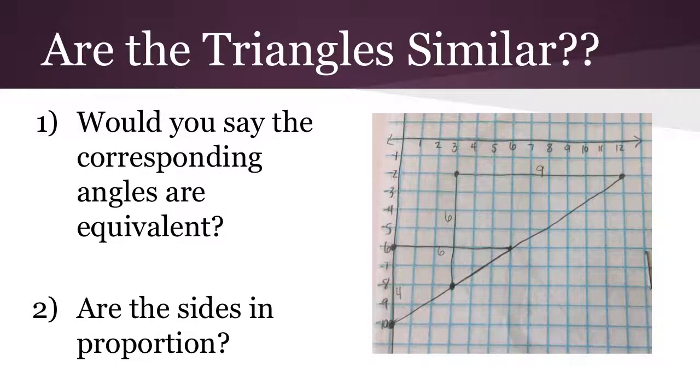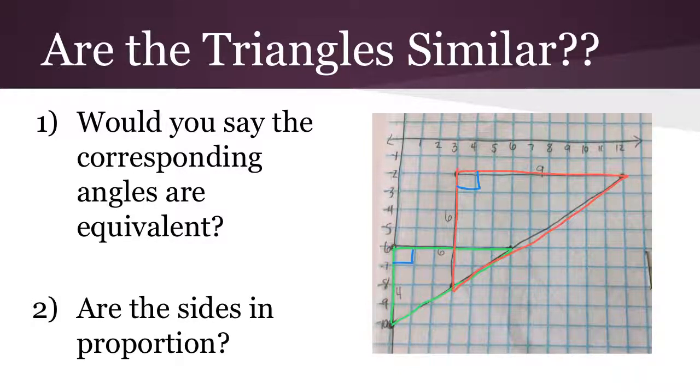Okay, let's decide if these triangles are similar. So we actually have two of them. We have this little guy and this bigger guy. All right, the little guy. Would you say the corresponding angles are equivalent? Well, I know one of them in particular because this right angle and this right angle have to be the same.